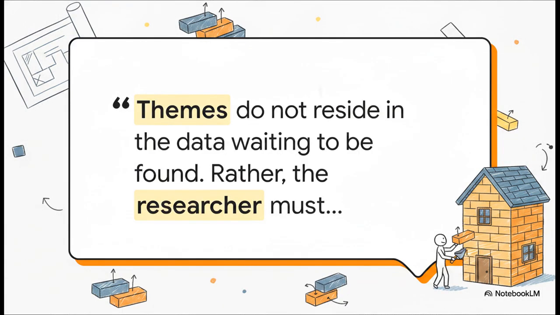So the crucial point is this. Themes do not just passively reside in the data waiting to be discovered like buried treasure. Rather, the researcher, that's you, must actively construe the relationships. You are the architect, actively constructing meaning from the raw materials. The 6-step framework gives you the blueprint, sure, but your analytical thinking builds the house. As you look at your own mountain of messy data, ask yourself, what kind of structure are you going to build today?